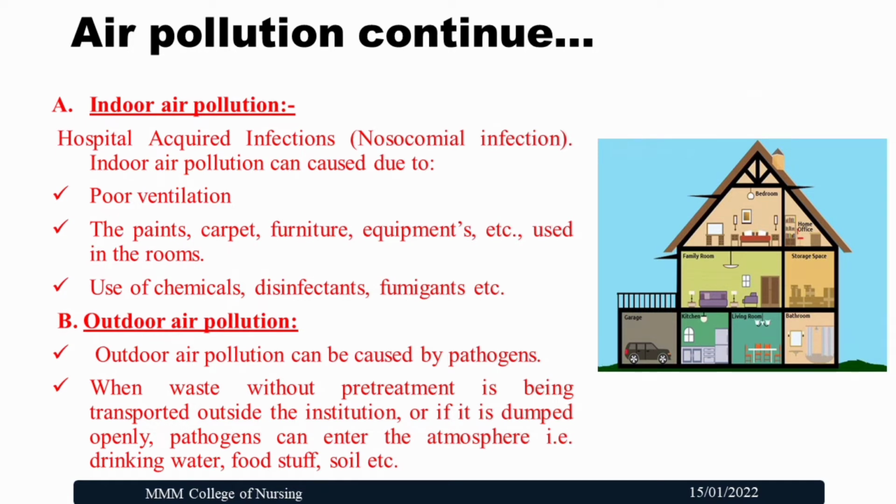Outdoor air pollution. Outdoor air pollution can be caused by pathogens. When waste without pre-treatment is transported outside the institution or dumped openly, pathogens can enter the atmosphere, drinking water, foodstuff, soil, etc.